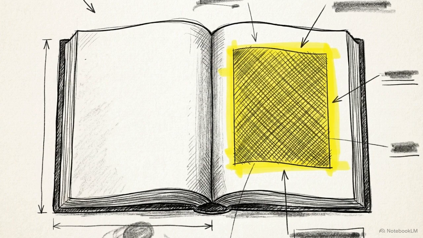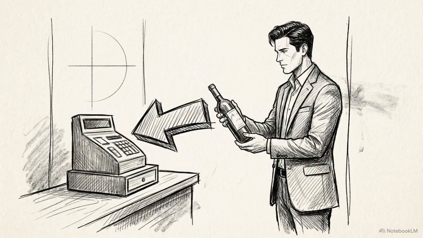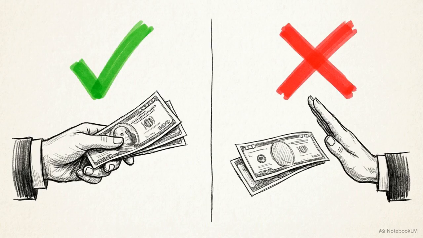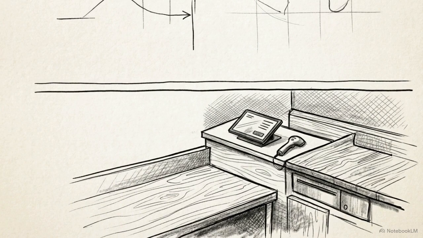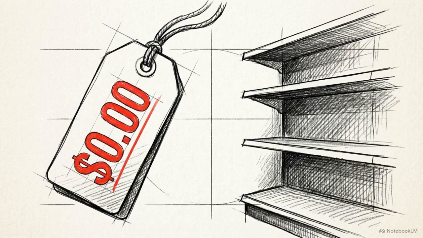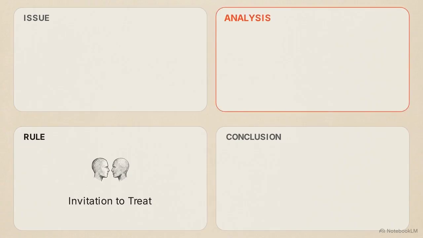This creates a corollary rule. In a retail setting, the actual offer originates from the customer when they present the item for payment. The retailer then holds the legal right to either accept or reject the customer's offer. Contract law deliberately structures the retail rule this way to protect sellers from unlimited liability resulting from pricing errors and physical inventory shortages. We move to the third step, analysis.